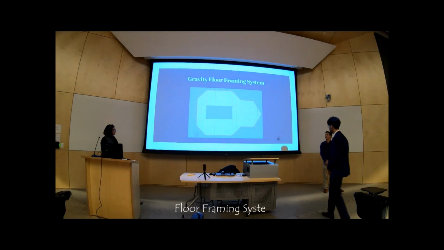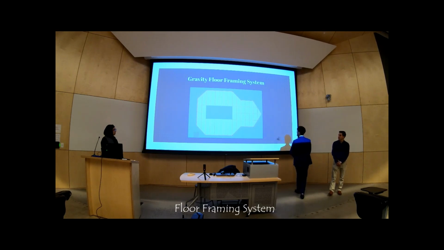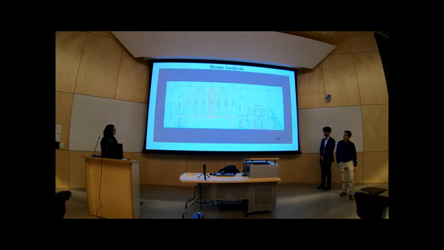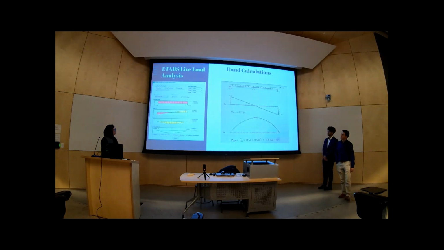So next we'll talk about our gravity floor framing system. Once again, on the top is the shear load, the shear diagrams, and on the bottom is the movement diagrams. So for our beam analysis, we chose to do a centralized beam, which was a W16 by 31. It composed of 36 studs and has a camber of 1.5 inches. So for our live load analysis, on the left side of the screen, this is the information that ETABS provided.